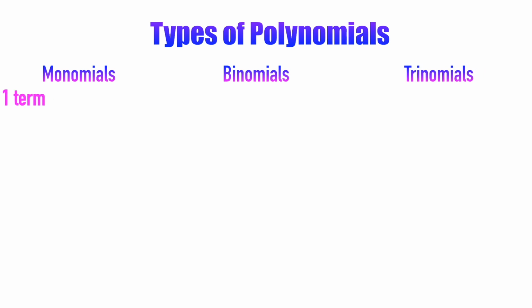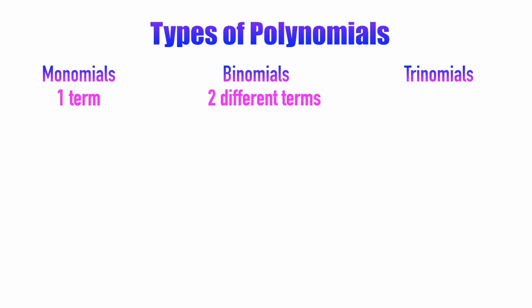We have different types of polynomials. Number 1 is monomial. Number 2 is binomial. And number 3 is trinomial. Monomial is a polynomial composed of one term. Binomial is a polynomial composed of two different terms.